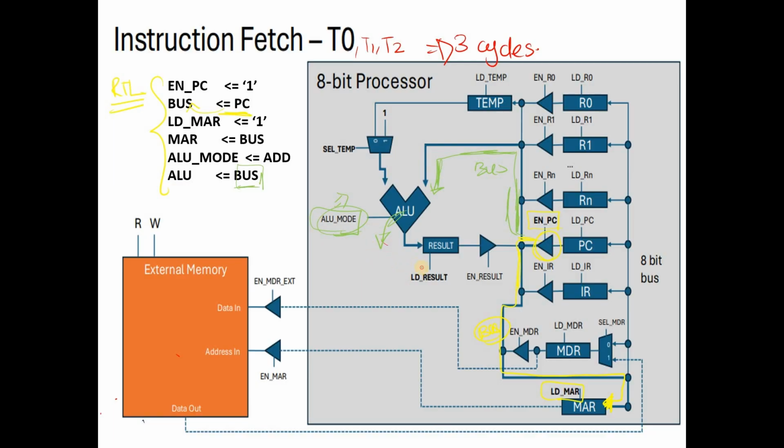After performing the addition, after incrementing the value of the PC, what do we do? We're going to simply store it into a temporary register, which is this one, the result register. So now we're going to load the result, passing the ALU content into the result register. This completes our first cycle, which was basically passing the PC contents into the ALU for increment and into MAR so that it can hold the address.